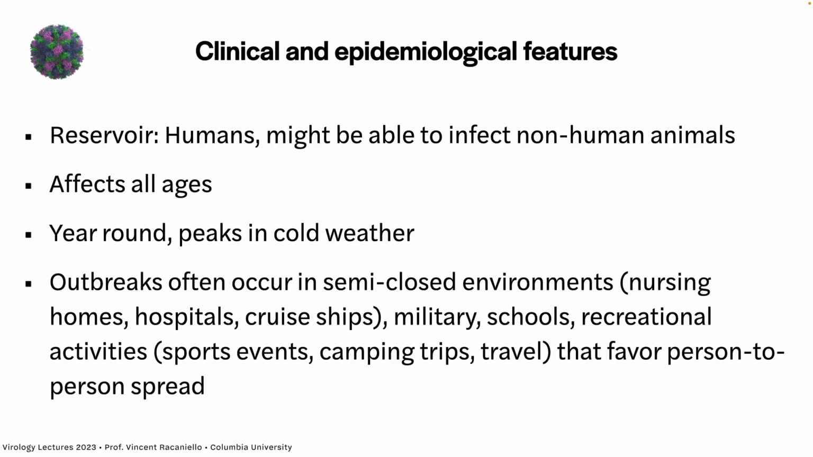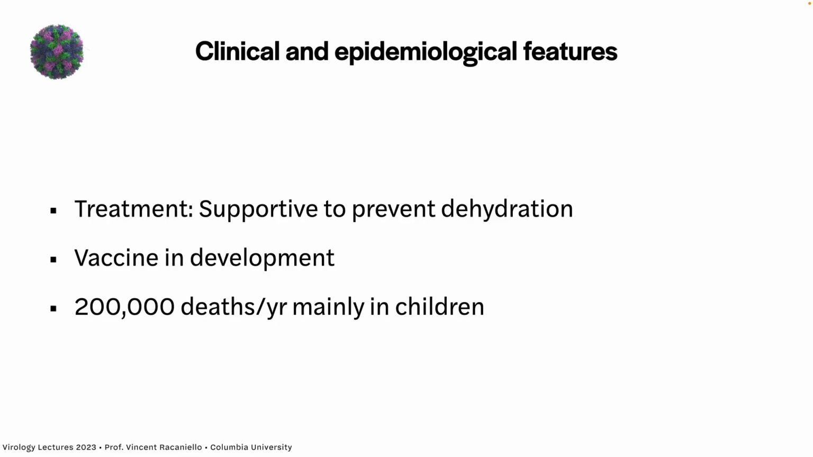And the outbreaks often occur in semi-closed environments like nursing homes, hospitals, cruise ships, schools, where people are together for extended periods of time, and it favors person-to-person spread. Now, what do you do right now? The only thing you can do is rehydrate, prevent dehydration. A vaccine is in development, so at some point we will have one.